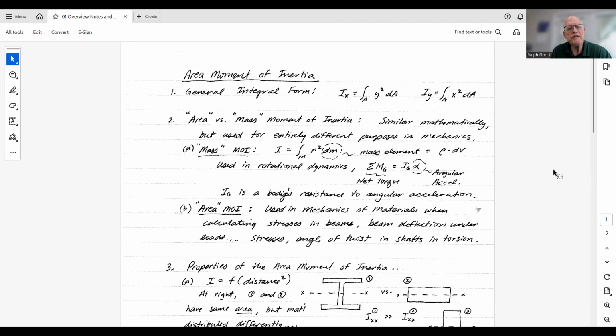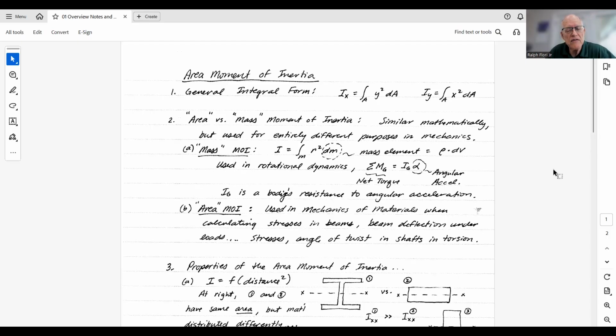This is a general handout on area moment of inertia. The general integral form of the area moment of inertia is Ix equals the integral over the area of y squared dA, and Iy is the integral over the area of x squared dA. So for a given area that you're trying to find Ix or Iy for, you define a dA of some kind, and there's a distance y from the x-axis up to that dA, or a distance x from the y-axis to that dA, and you're squaring that distance.